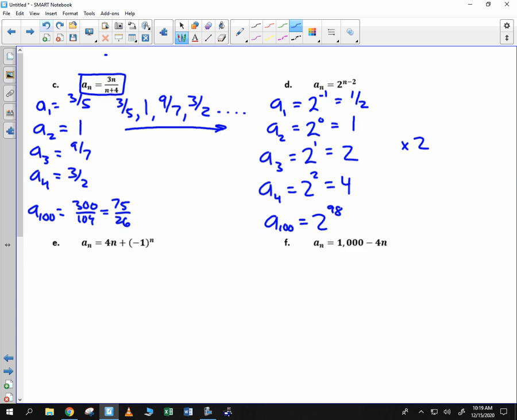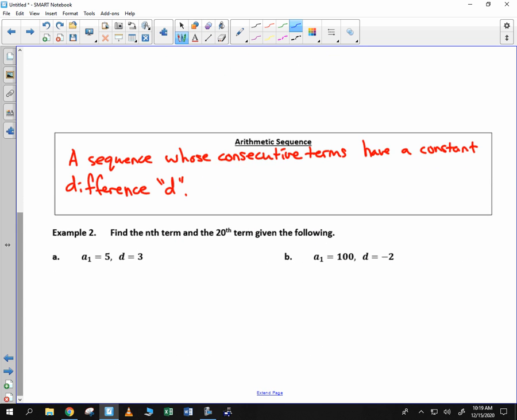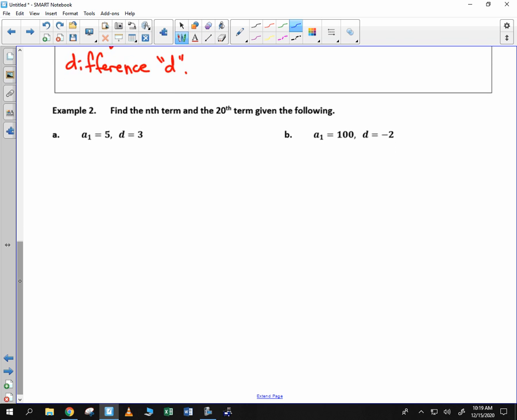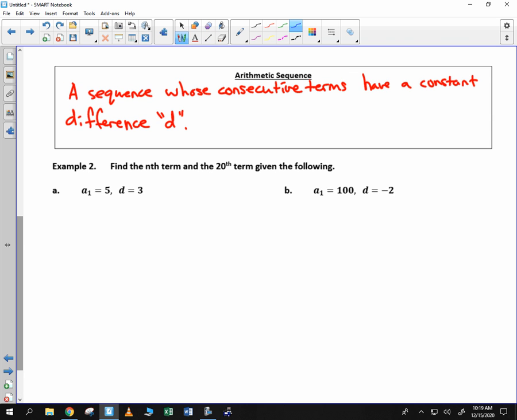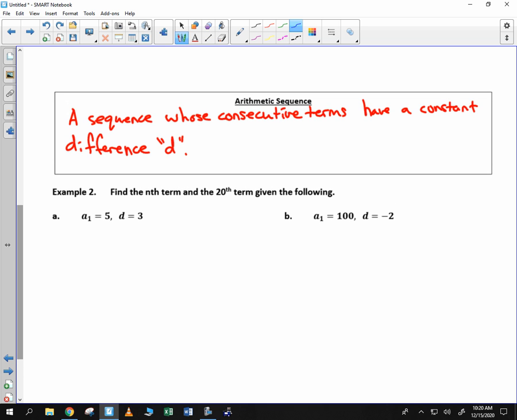So let's focus our attention on 2 types of sequences. There's many sequences out there, many. But there are 2 that are most common. And the first one is referred to as an arithmetic sequence. The arithmetic sequence is a sequence whose consecutive terms have a constant difference, d. So, for example, -3, 1, 5, 9, 13, so on and so forth. You can see that there's a constant difference. The difference each time is 4.